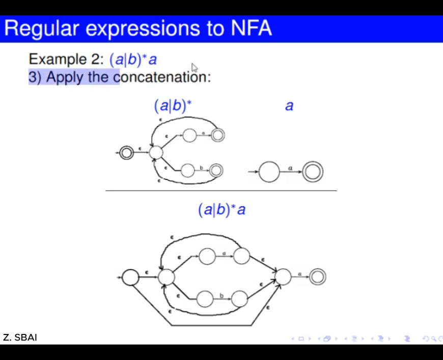After that, we will apply the concatenation to the two obtained parts, (a union b) star and a, and we'll let the final states here go to the initial state of the second part with the epsilon transition, and the final states of the first fragment, (a union b) star, will no longer be final. And here we obtain the final NFA for the regular expression (a union b) star concatenated to a.